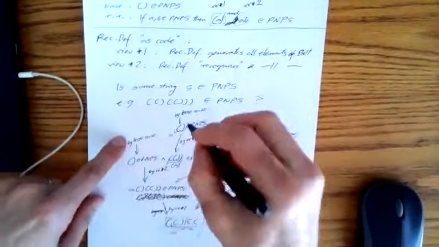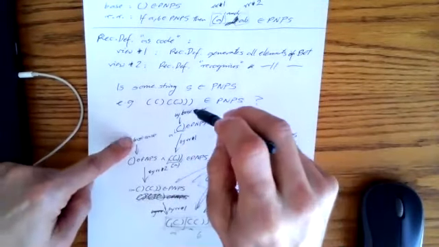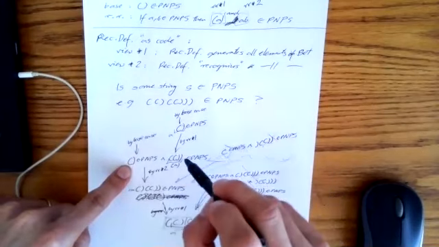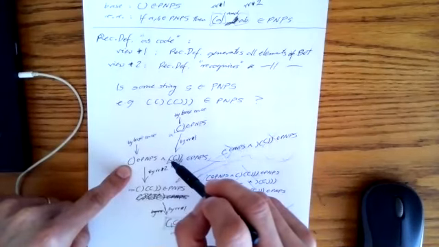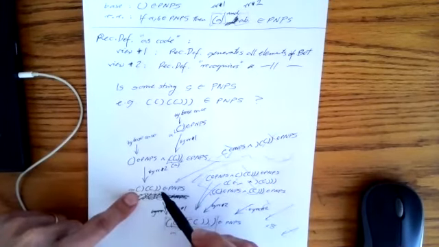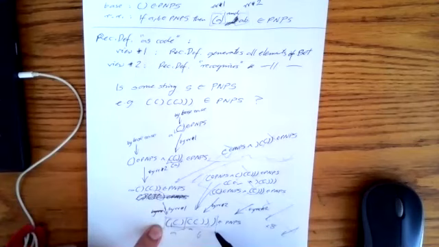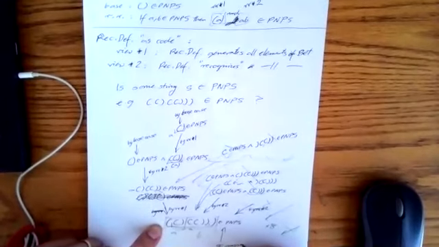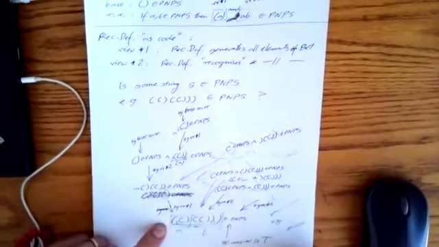So this path, this is true, this is true. These two statements are true by base cases. This is therefore true by application of the first rule. This is therefore true by application of the second rule. And this is therefore true by application of the first rule. And we are done. The answer is yes. Right? The answer is true.